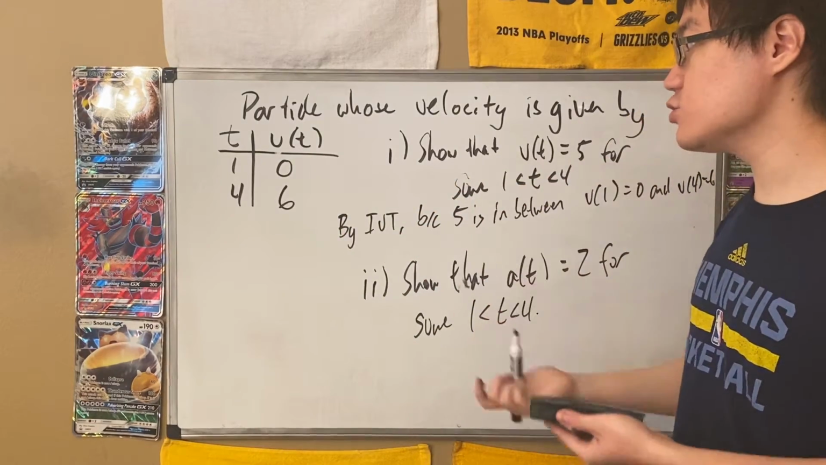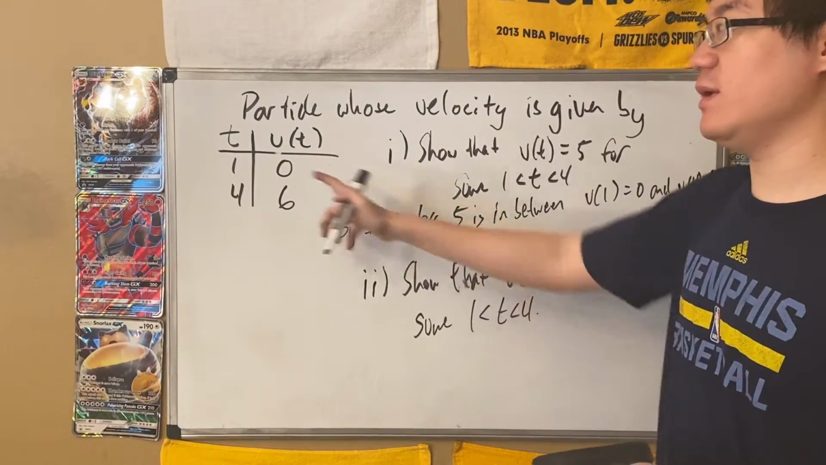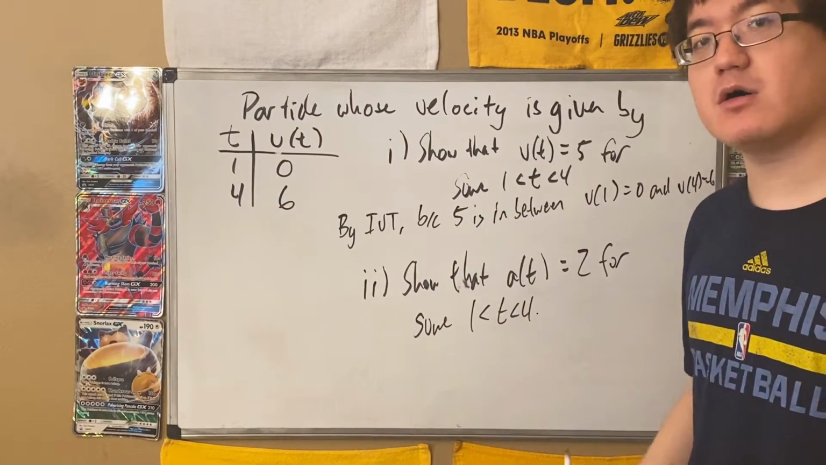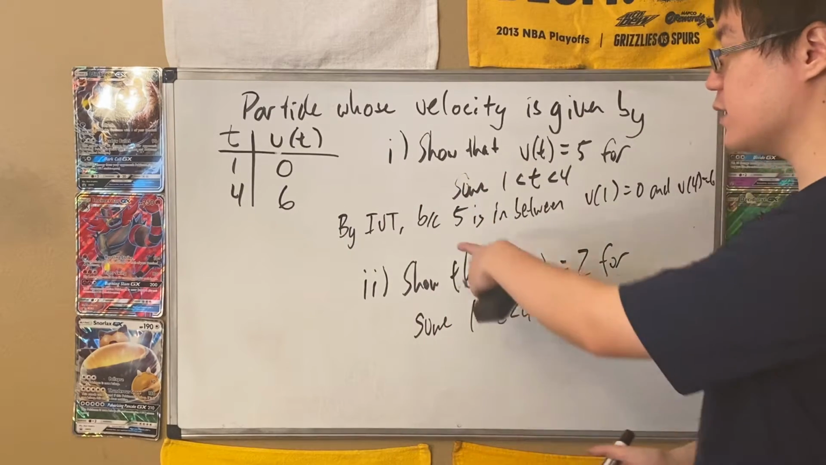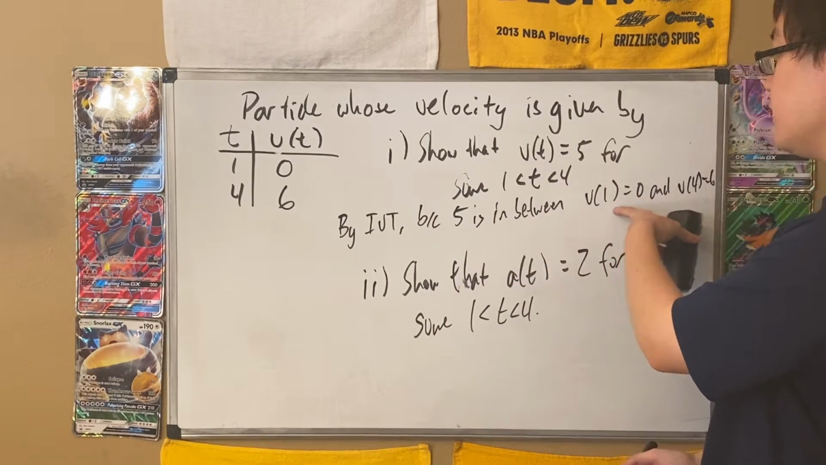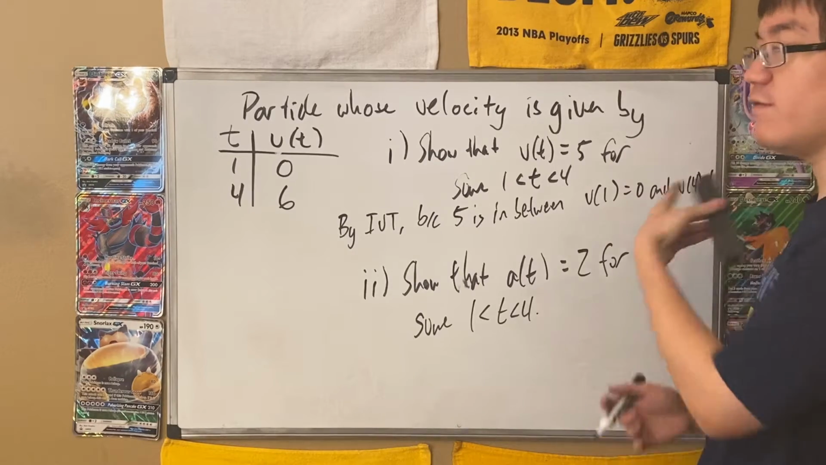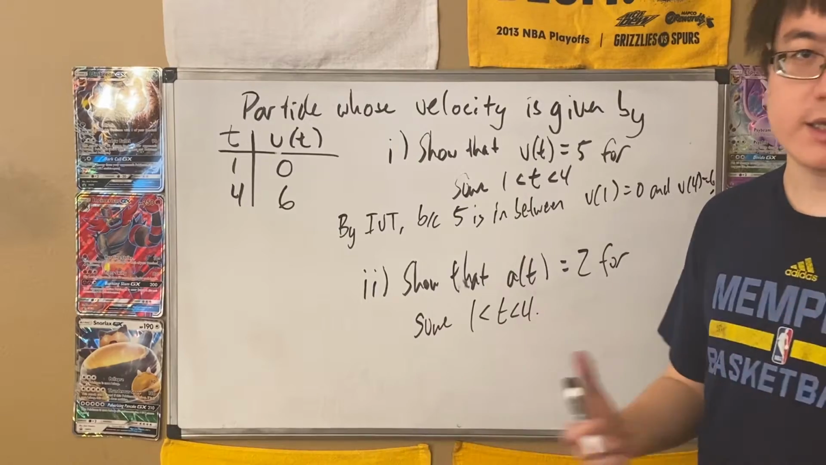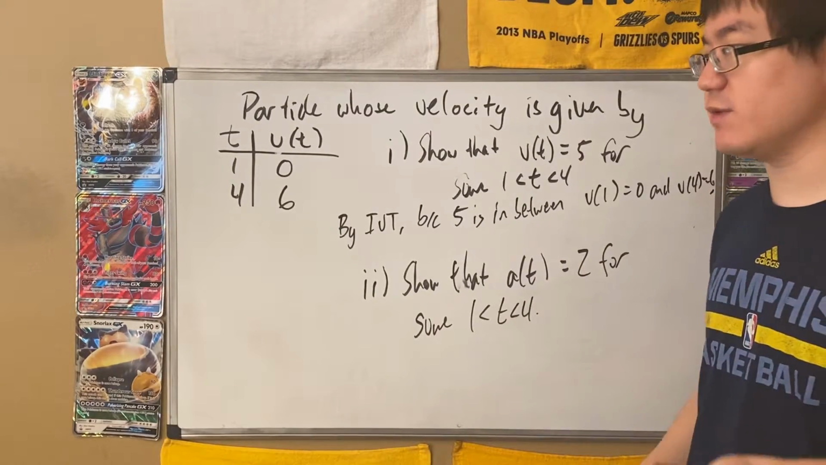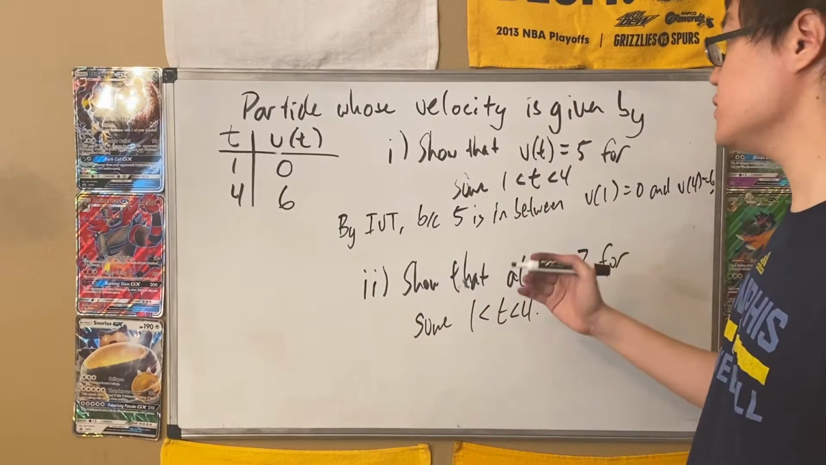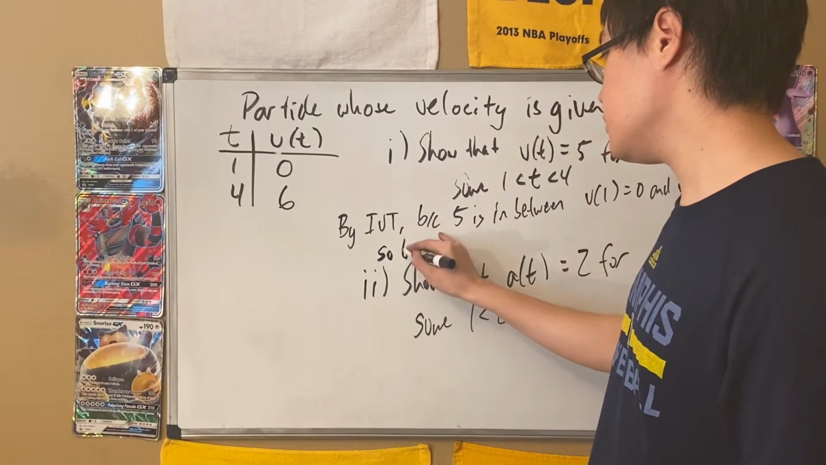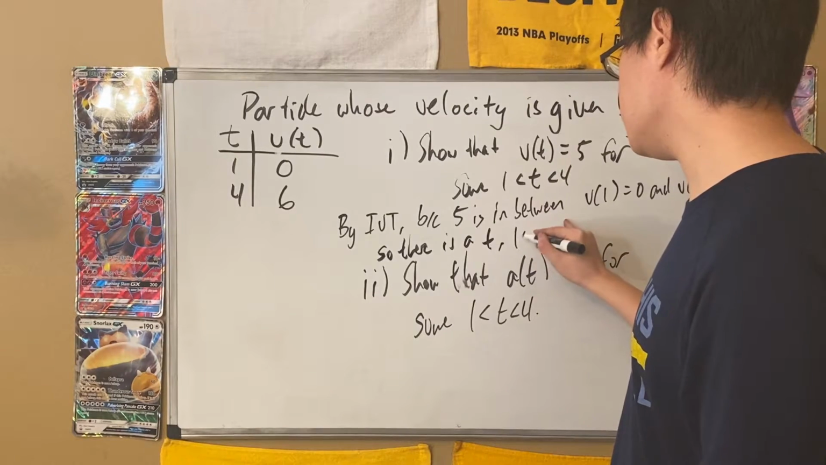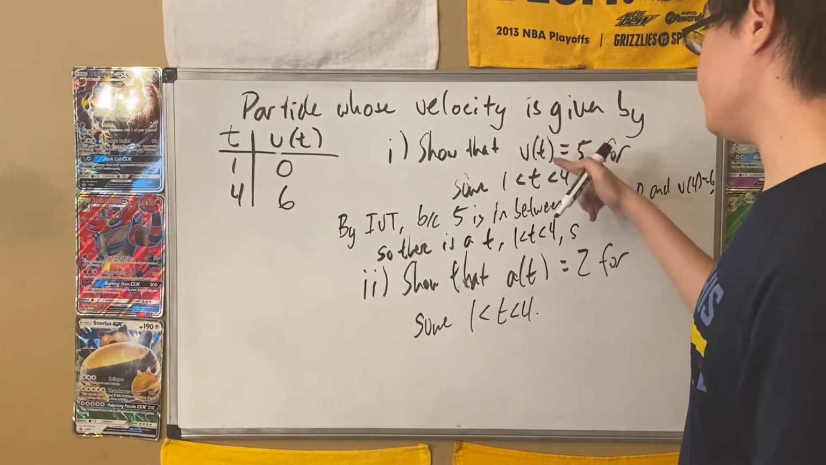Sometimes they're a little bit tricky, and this 5 would be able to be in between the x values or the t values as well, but you want to focus on the y value. So because 5 is in between the y values, v of 1 is 0 and v of 4 is 6, and that's all the work that you need to do. Again, it's kind of weird because you're not doing very much work, so you can just state the theorem. So there is a t, where t is in between 1 and 4, such that v of t equals 5.